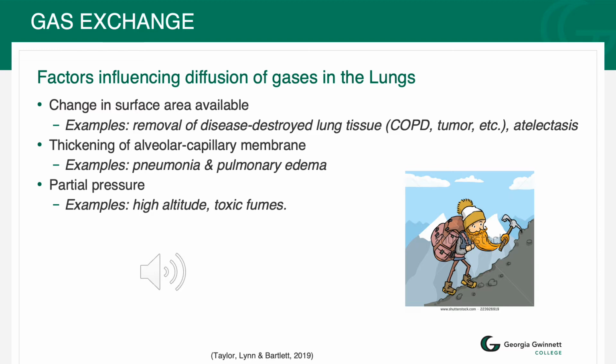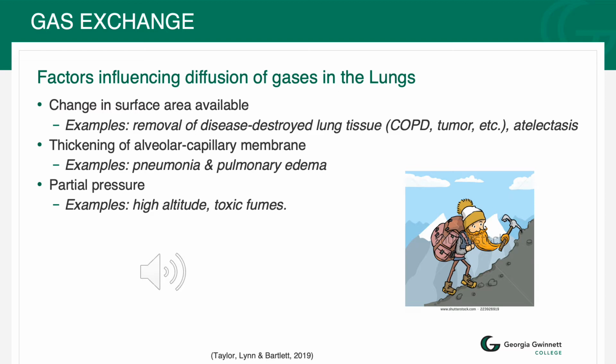But if you have something, a disease process or a surgical treatment, that has altered the surface area, well, that's going to impact the ability for the gases to be exchanged. So if you have a surgery where part of the lung has been removed, or you have something that destroys the lung tissue, like a tumor or COPD. Atelectasis is when the alveoli collapse, and when that happens, that decreases the surface area, and the gas exchange is not able to be optimal.